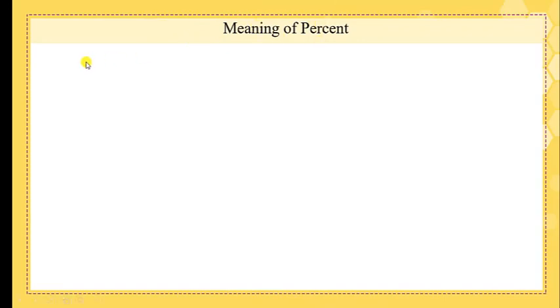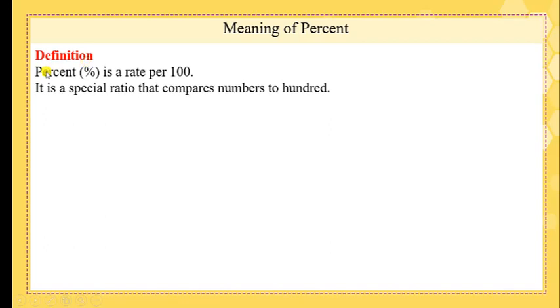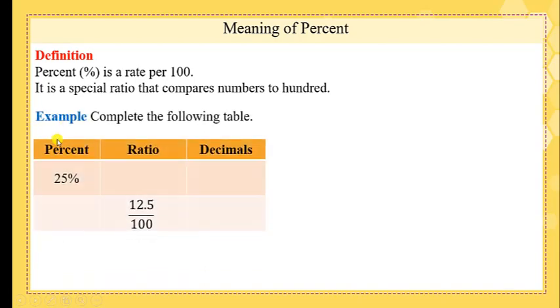By definition, a percent is a rate per 100. It's a special ratio that compares a number to 100. The total is 100. So, for example, to complete this table, each percent can be written as a ratio or a decimal.